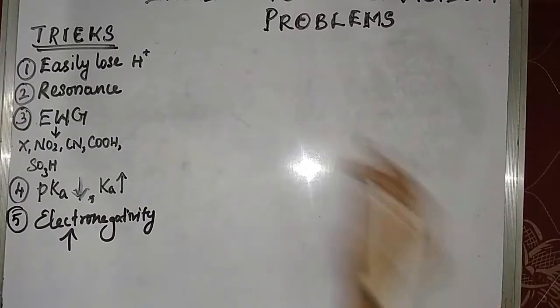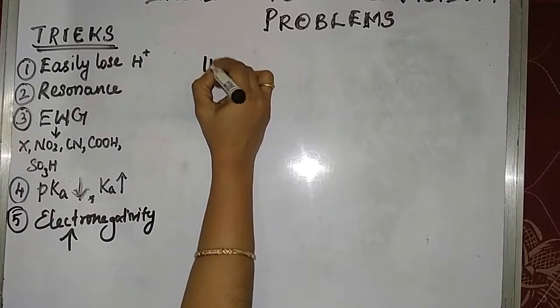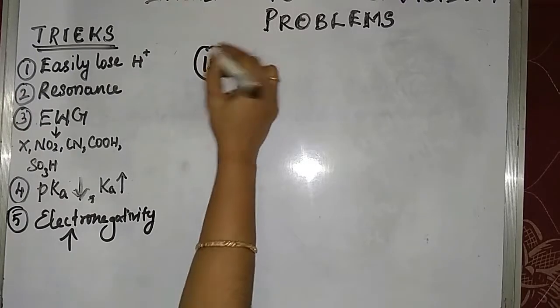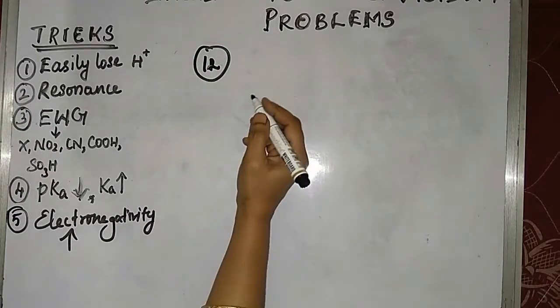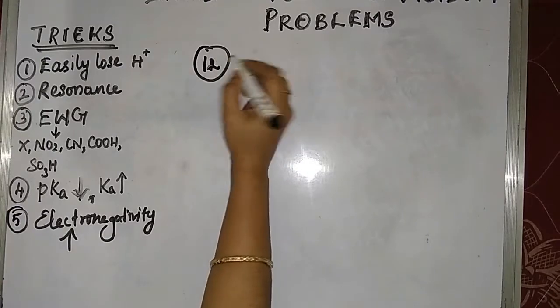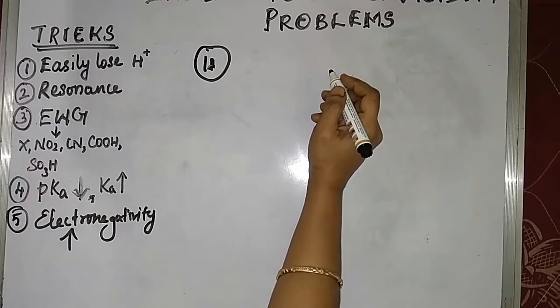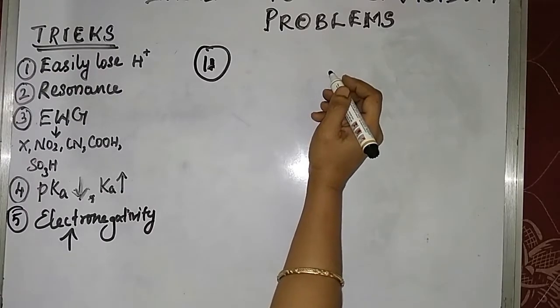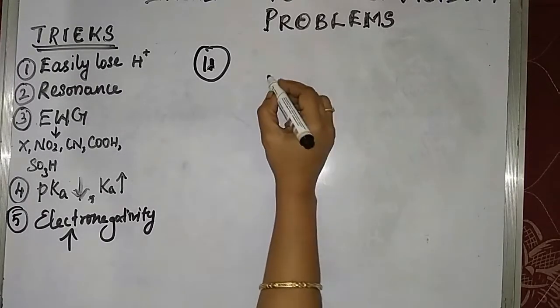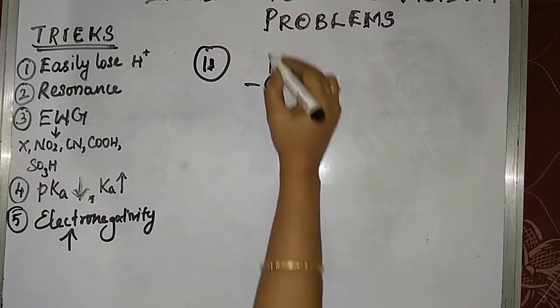And the 11th question, so this 12th question: trifluoroacetic acid, chloroacetic acid, fluoroacetic acid, and acetic acid. This is also similar to that. What is happening here? Trifluoro is there.